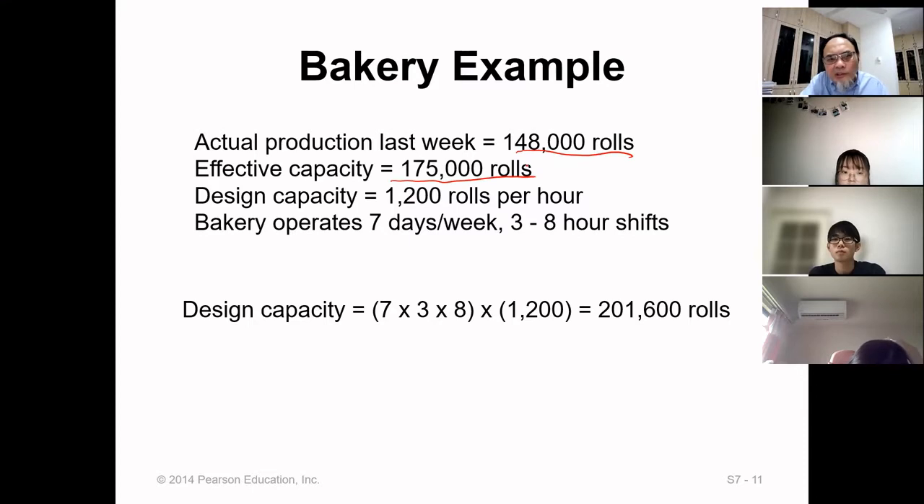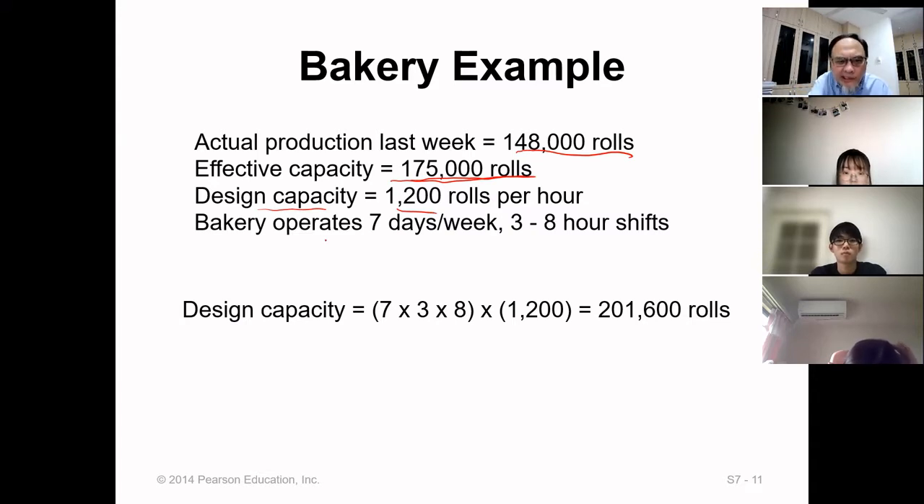So their working hours, for example. They said the effective capacity is 175,000 rolls. But the design capacity, I mean the machine itself, if it doesn't break down, if there is no spoilage, no damage, can produce 1,200 rolls per hour. Okay, so this is the condition.